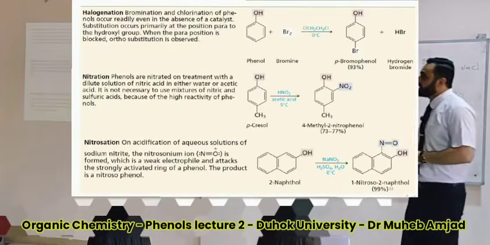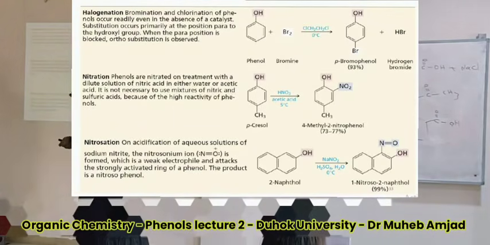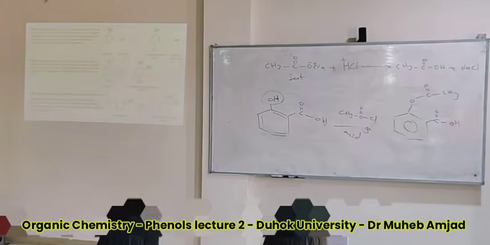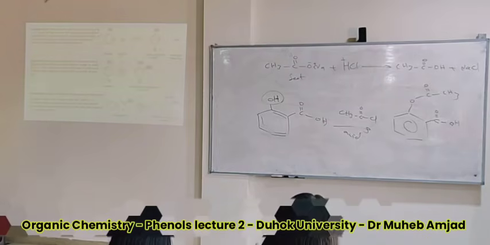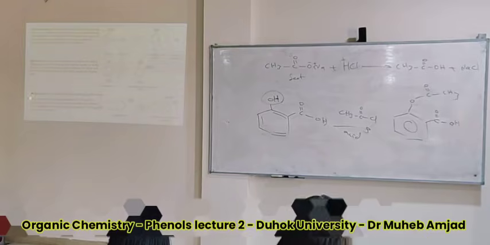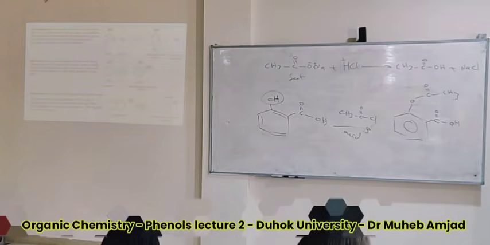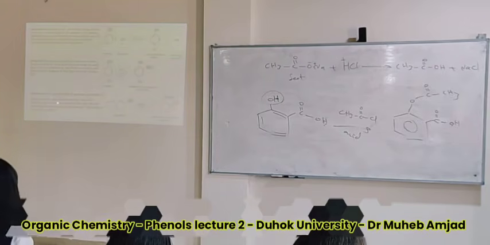So another type of reaction, you know it, you took it before: halogenation. Halogenation. Okay, nitration. You know the nitration, you know the halogenation. Nitrosation, now this is new for you. The same, it is close to nitration, but the electrophile is different here. It is the NO. It will come from the nitrosonium salt. It will come from sodium nitrite. On acidification of an aqueous solution of sodium nitrite, the nitrosonium ion is formed. This ion is the electrophile in the reaction.